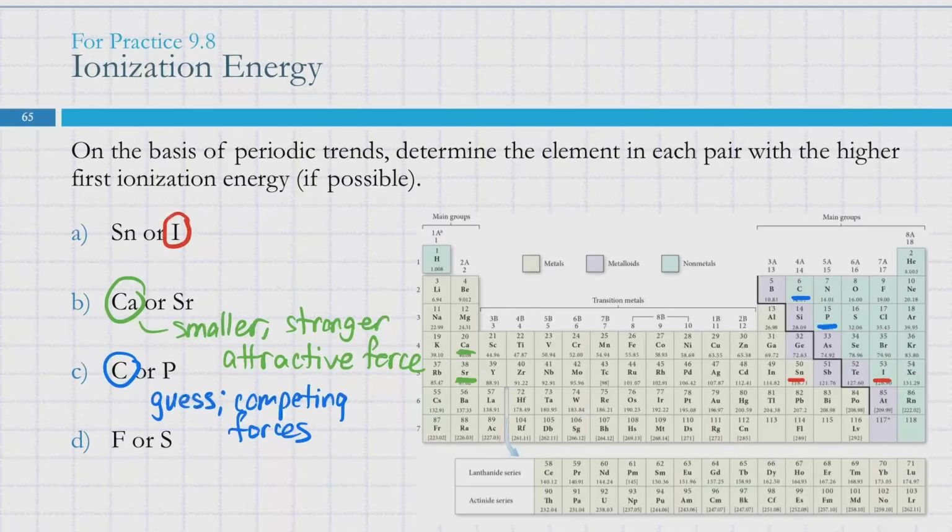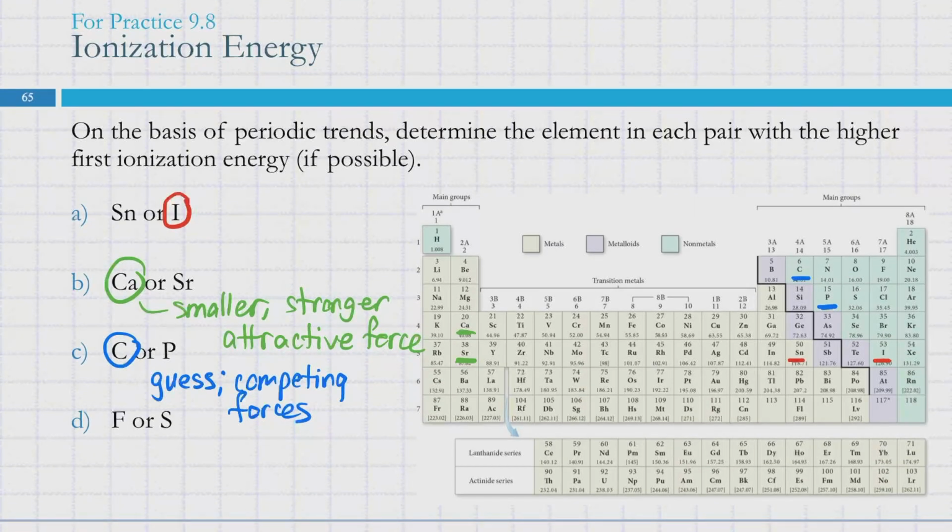So that one we just guess because we have competing forces. And then the last one, fluorine and sulfur. We do not have competing forces here. This one is fluorine. Fluorine is both smaller, and so it's this calcium versus strontium thing. But on top of being smaller, it's also further to the right. It's closer to being a noble gas, and so it's really not going to like having an electron yoinked away from it.